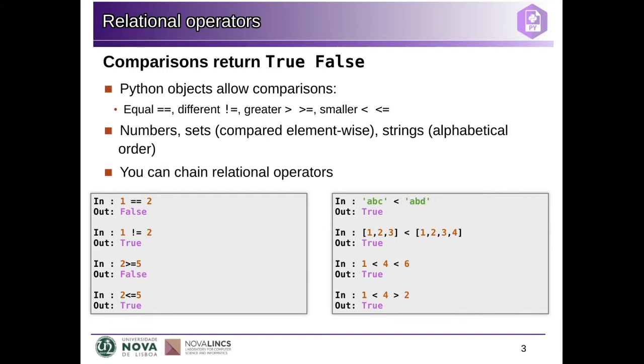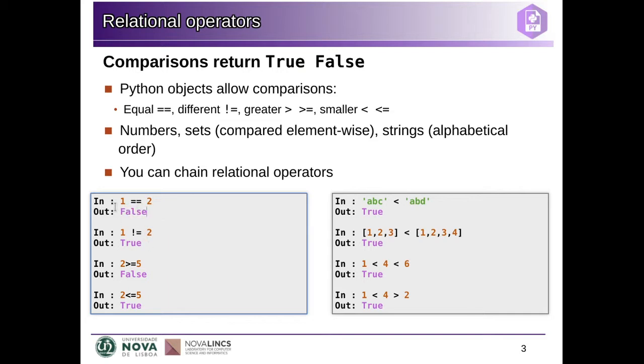These are operators that allow us to compare values. So to ask if they are equal, different, greater, smaller, and so on. And they return one of these two values, so either true or false. These are actually objects, part of the built-in set of objects that Python has.